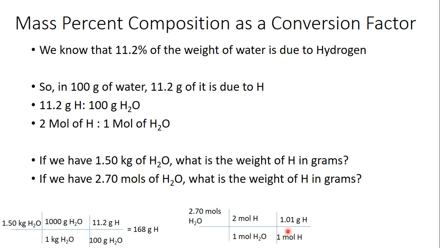Now let's look at our units. Moles of hydrogen cancel out. Moles of H2O cancel out. So we're left in units of grams of hydrogen, which is what we want. So now we can start doing math. Multiply everything at the top together, divided by everything on the bottom, and we should get that in 2.70 moles of H2O, we have 5.45 grams of hydrogen.